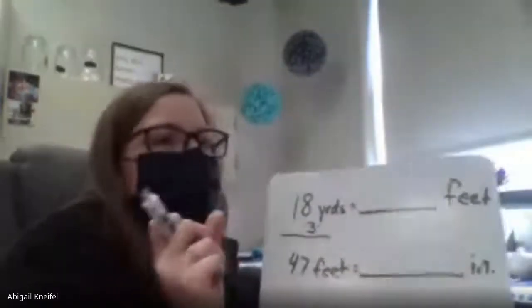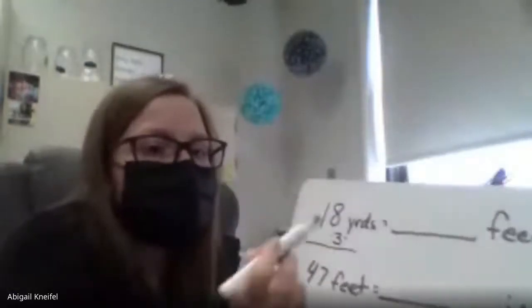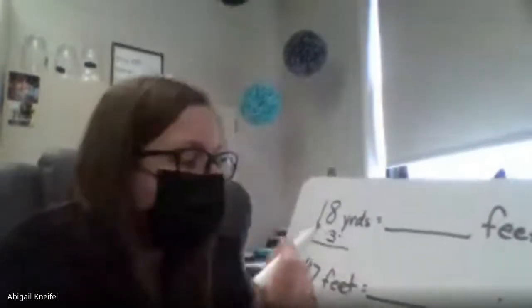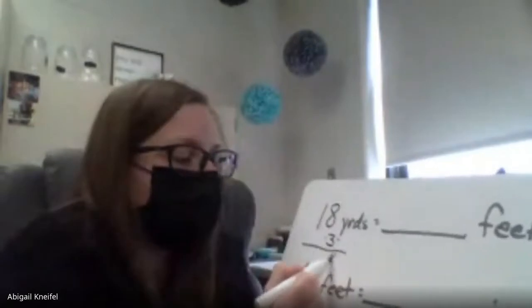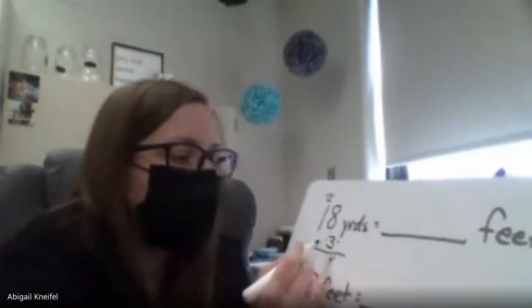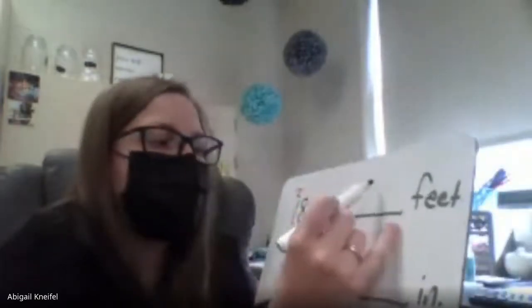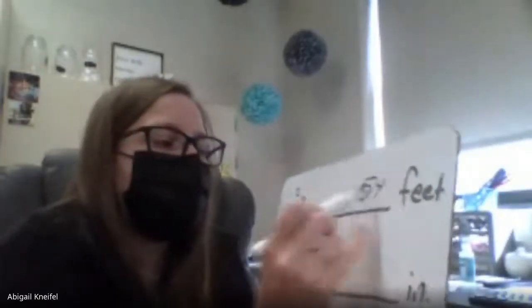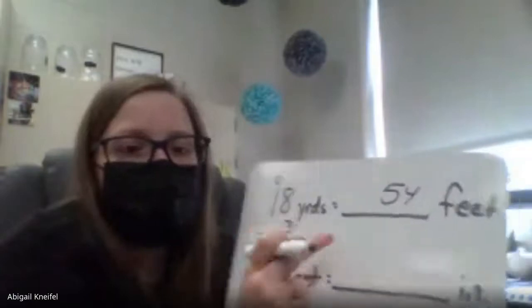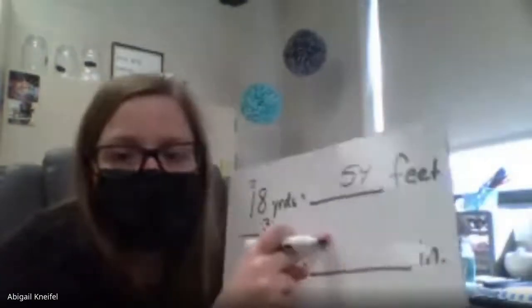We multiply 18 times 3 because there's 3 feet in each yard. So we just take the number of yards times 3. 8 times 3 is 24. Carry my 2. 3 times 1 is 3. Plus 2 is 5. So you should have said that 18 yards equals 54 feet.